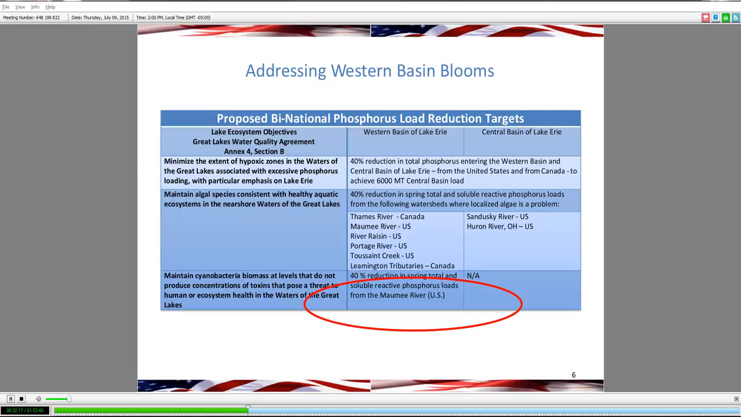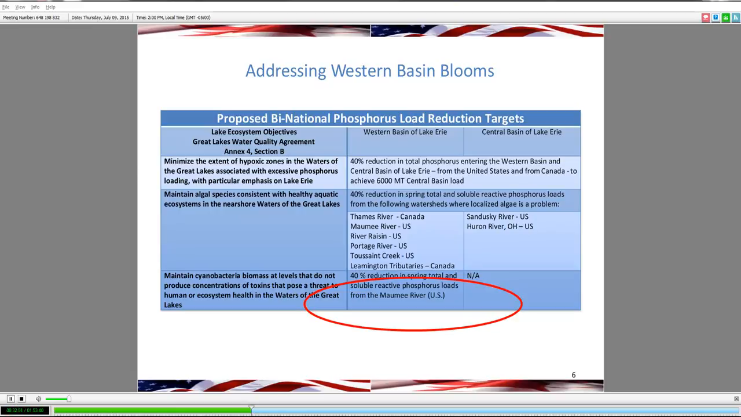It's important to know that bioavailable phosphorus that Laura talked about, the yummy stuff I think she referred to, is an important area to reduce as well. So we have a numeric load in the Western Basin for the Maumee of 860 metric tons of total phosphorus and 186 metric tons of dissolved reactive phosphorus. And this is for a spring load.